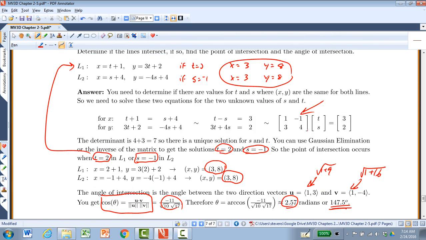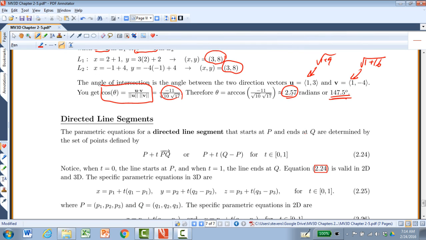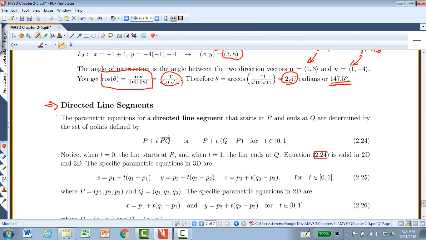Okay, so the final demonstration of lines in parametric form is in terms of a directed line segment. And they're great. They're really easy to build. So suppose I have a point P and a point Q, and I want the directed line segment that starts at P and goes to Q. It's really easy to create.